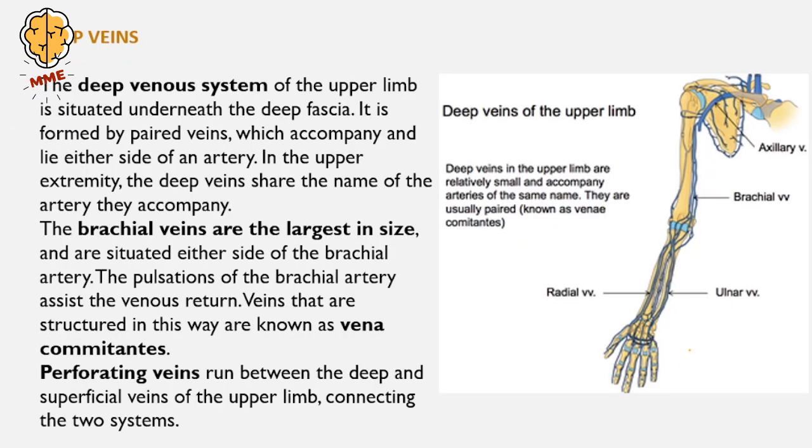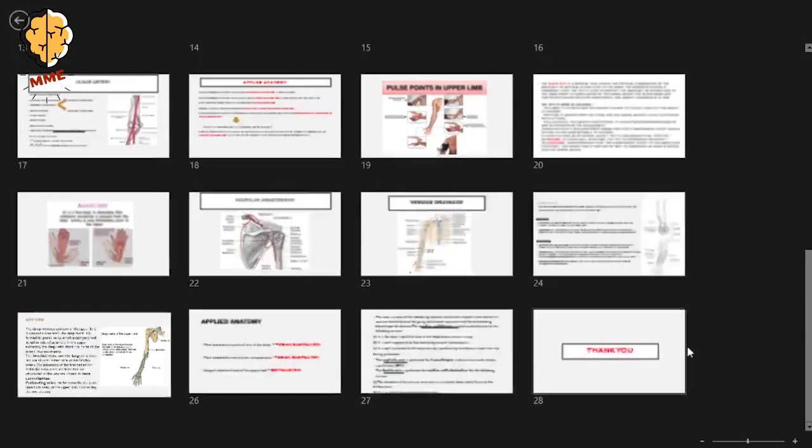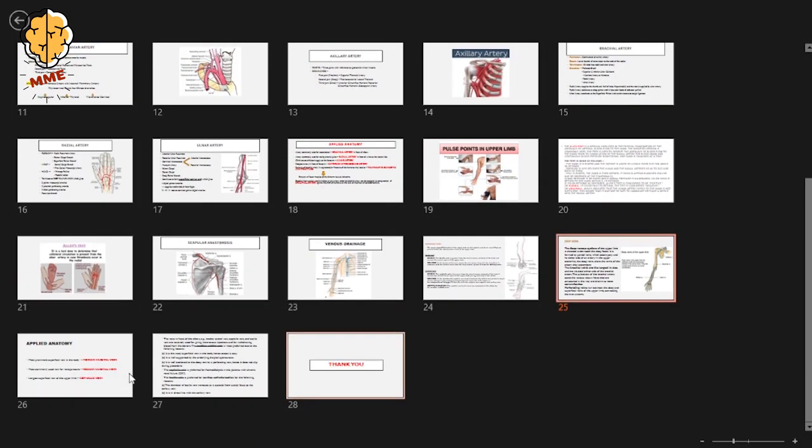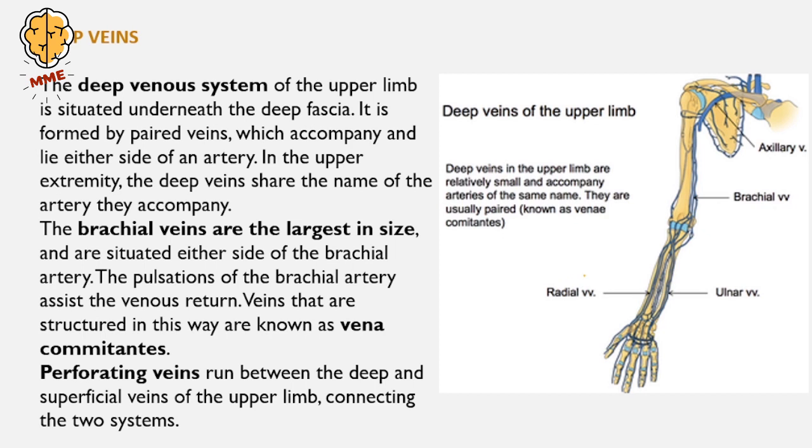So deep veins, I previously told you, arise from the superficial palmar arch. I'm extremely sorry for this. Superficial palmar arch, and it will form this radial and ulnar vein, and it will drain into the brachial vein, which is the largest of all the veins, and it will drain into the axillary vein. Okay, these deep veins in the upper limb are relatively small and accompany the arteries of the same name. They are usually paired and thus known as venae comitantes. This is even important, venae comitantes.